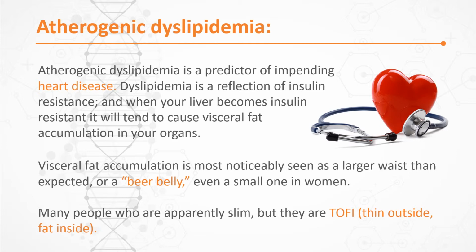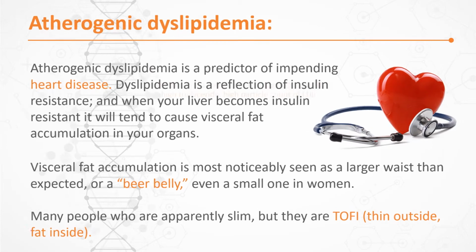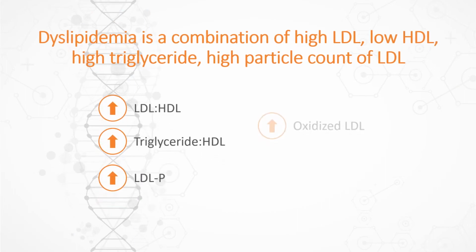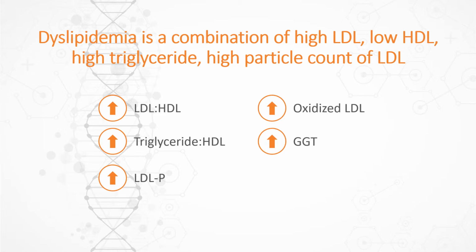And keep in mind that hemoglobin A1C can be normal in these people for a long period of time, but it's the hyperinsulinemia that's exposing them to the risk, which is then causing a change in the GGT because the liver is under tremendous stress. Dyslipidemia is a combination of high LDL, low HDL, high triglyceride, and high particle count of LDL.